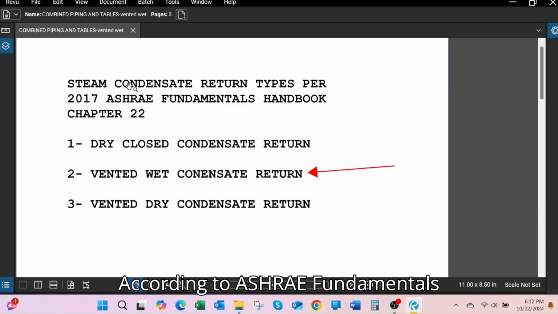According to ASHRAE Fundamentals Handbook, Chapter 22, there are 3 types of condensate return. The dry-close type, the vented or open wet type, and the vented or open dry type. The dry-close condensate return is the most common, mostly used in steam systems. I have a tutorial for pipe sizing for this type on YouTube.